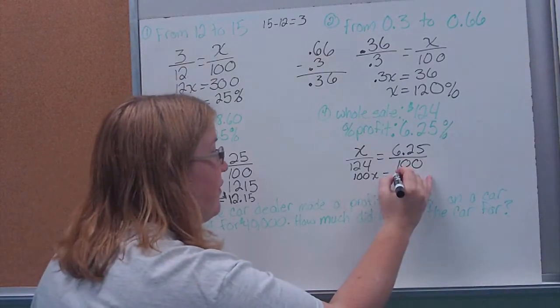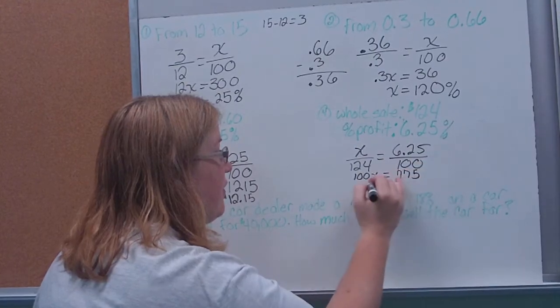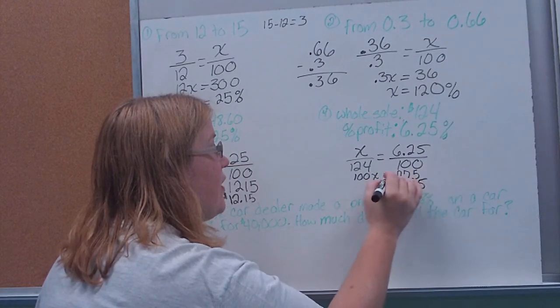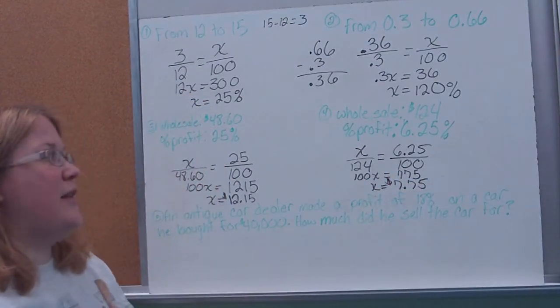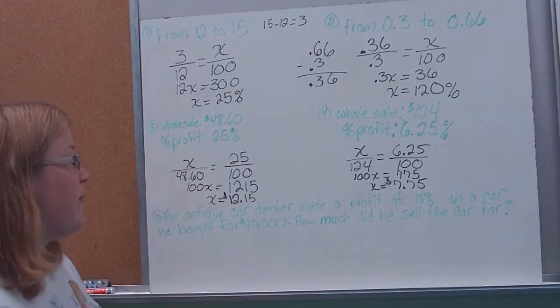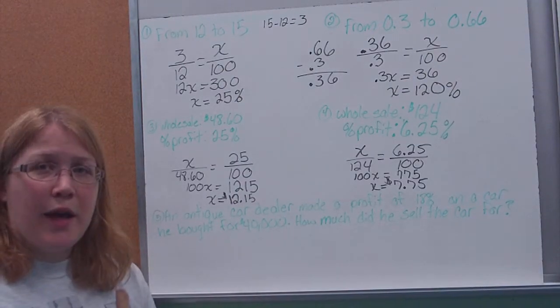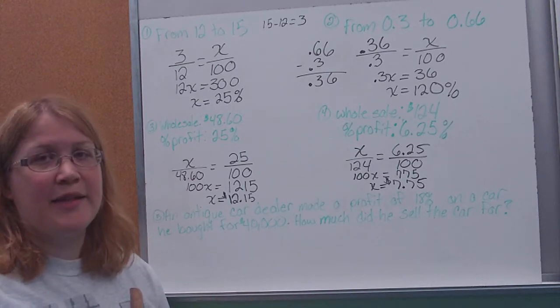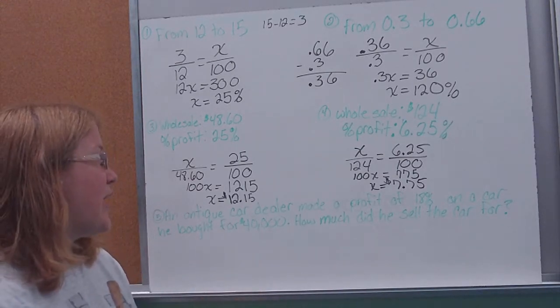124 times 6.25 gives me 775. So when I solve for x, I get $7.75 would be the percent increase or the profit that you would make. Okay? The last one is a word problem, and we want to look for what it's asking, because this is going to be a multi-step problem, I can tell you that now.